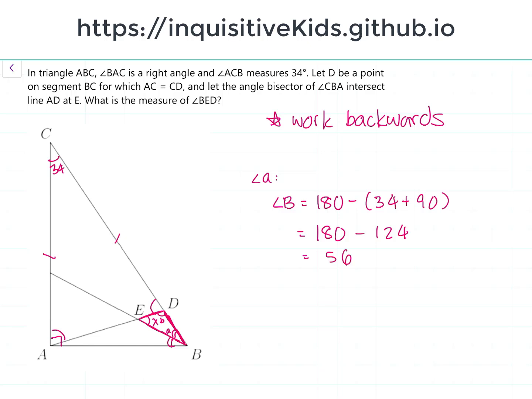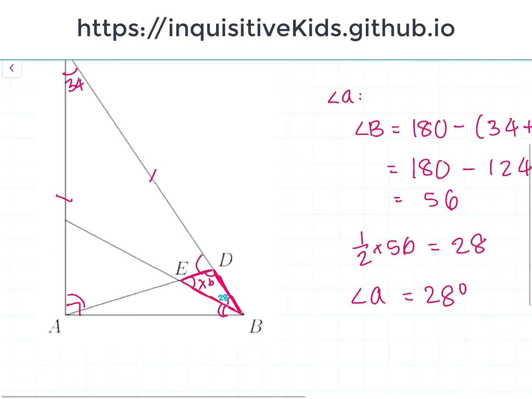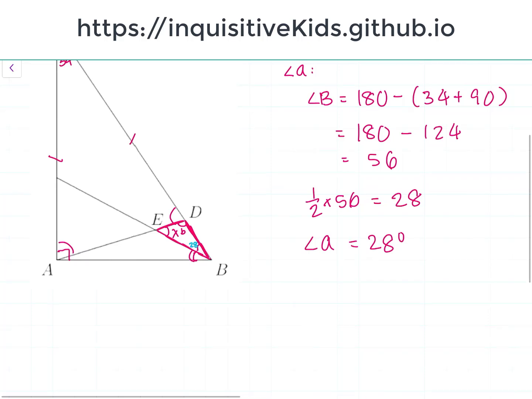And because we know angle B is then bisected, one half of 56 is equal to 28. It means that angle A here is equal to 28 degrees. So we'll replace angle A with 28 degrees. Now let's take a look at the smaller angle B. So angle lowercase b here.